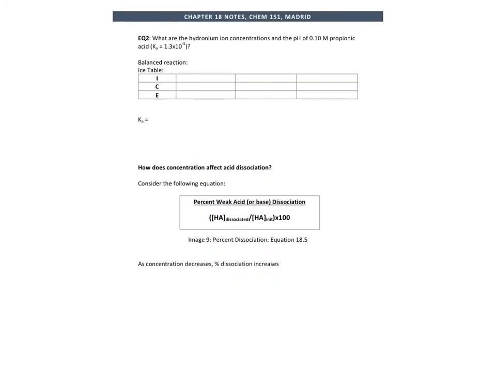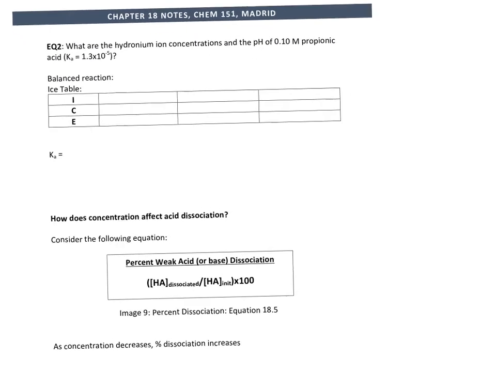All right, so example question 2 is very similar to the last question, except phrased a different way. You will still use the same basic tools to complete the problem. So question 2 states, what are the hydronium ion concentrations and the pH of 0.10 molar propionic acid? And it really should just say, what is the hydronium ion concentration? Okay, there's only one hydronium concentration.